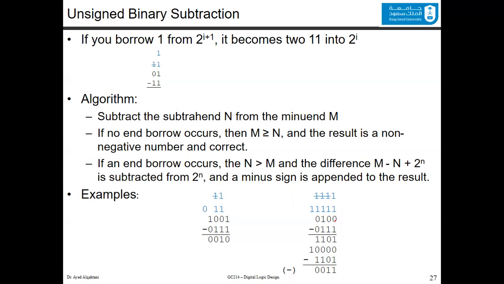So you try to get a borrow. You can't borrow from this one. You will borrow from this one. So to borrow from this, you will cross it. You will cross this, and then you will put 1 and 1. And then you will cross one of them, and you put 1 and 1.